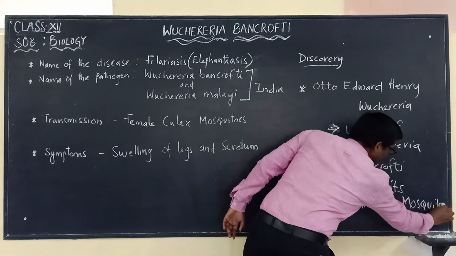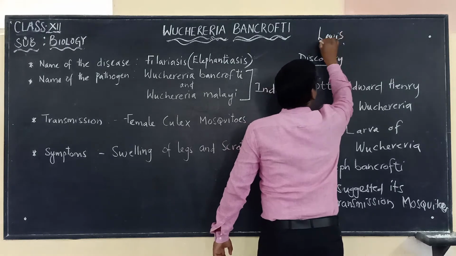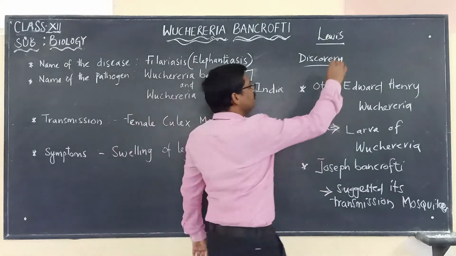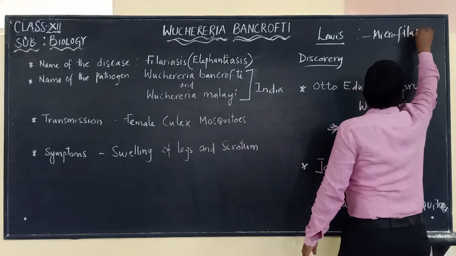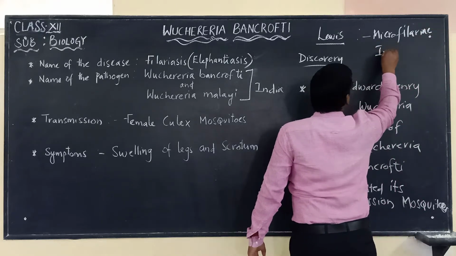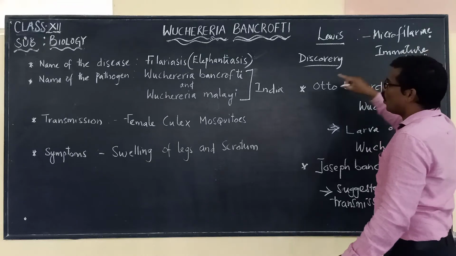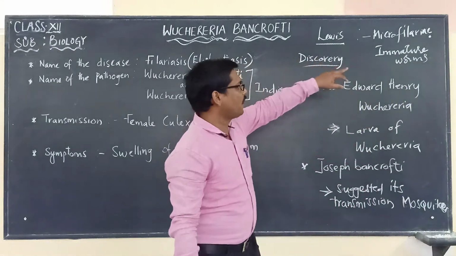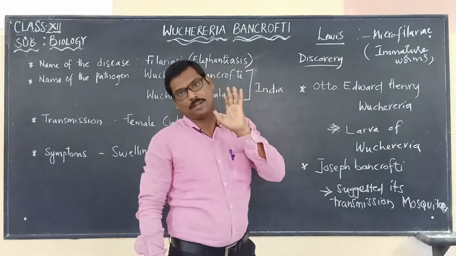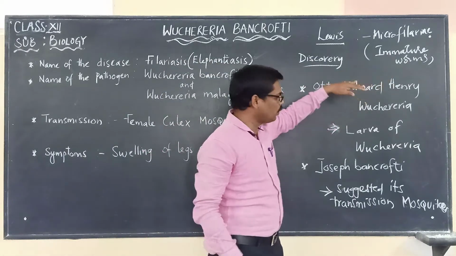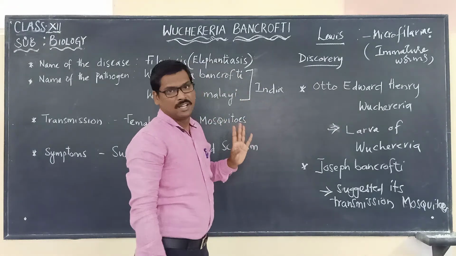And later on, there is another scientist called Louis. He identified the microfilaria. What is this microfilaria? They are the immature worms of Wuchereria bancrofti. So these were discovered by Louis in the peripheral blood vessels. So here we have to remember these three scientists who have played a crucial role in identifying this particular disease.